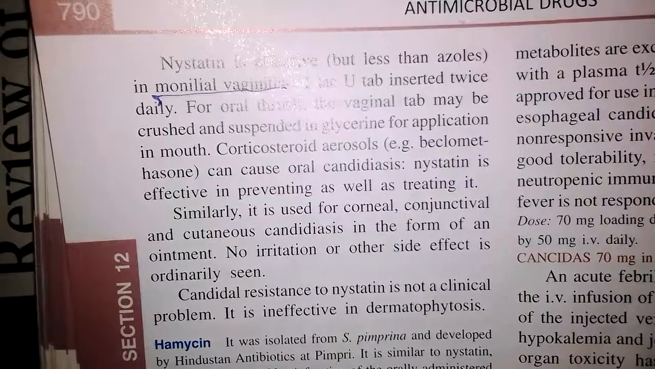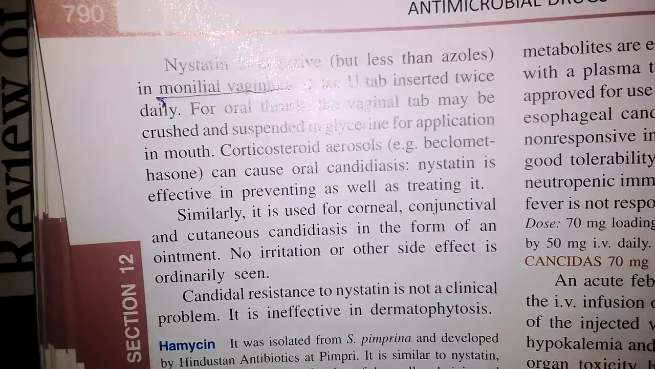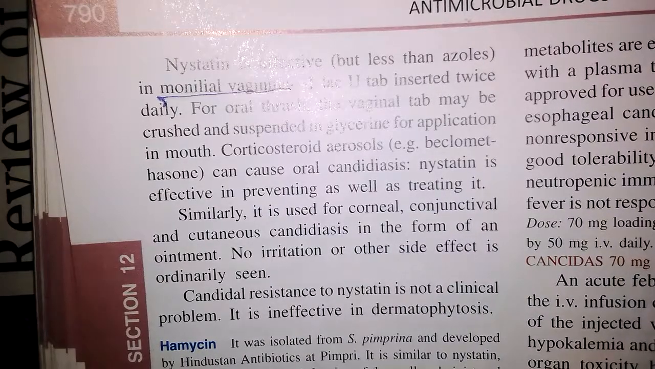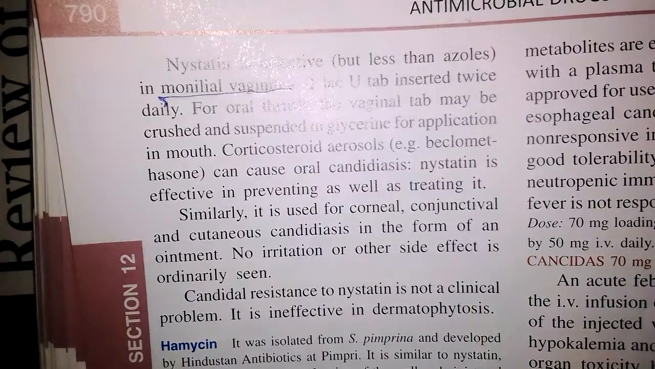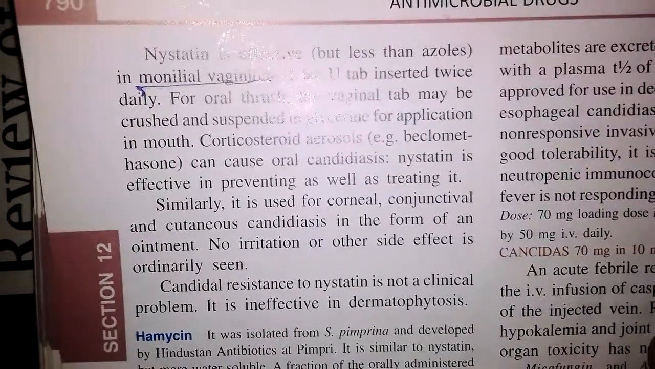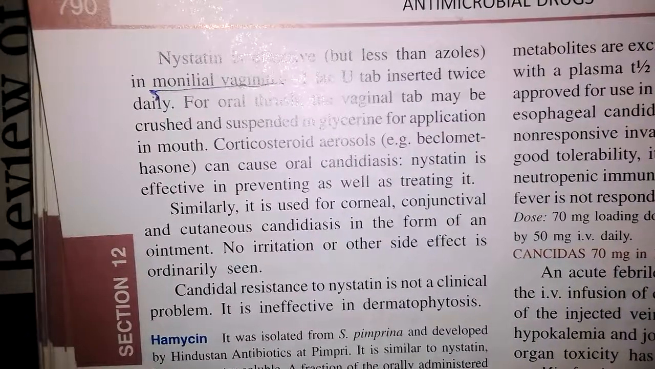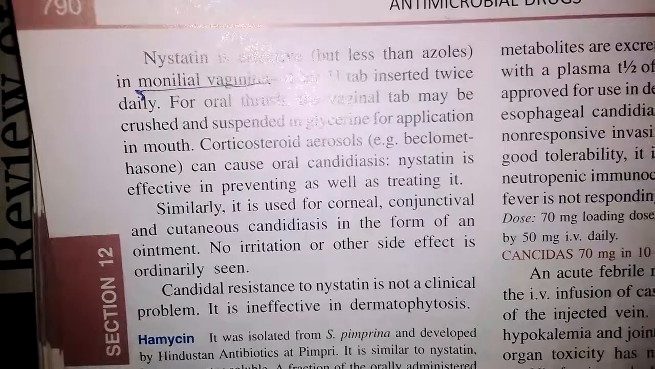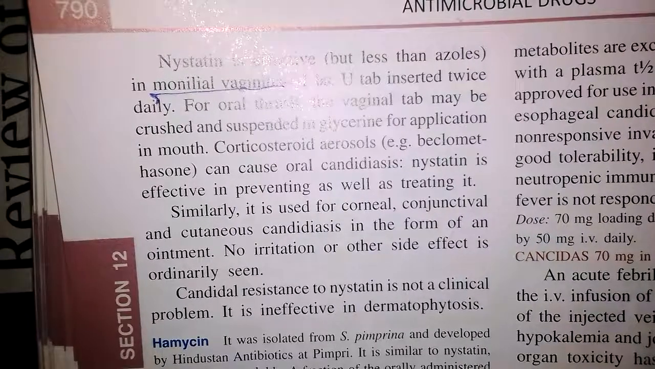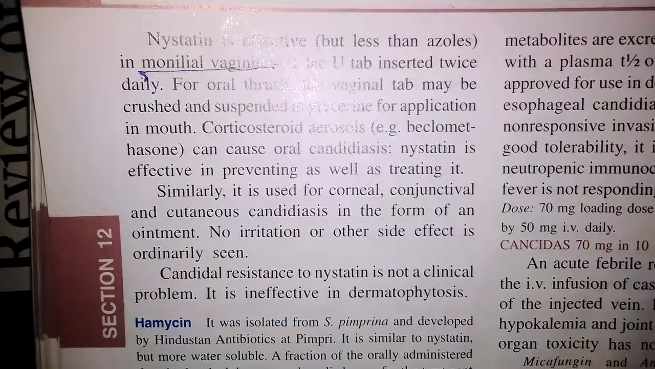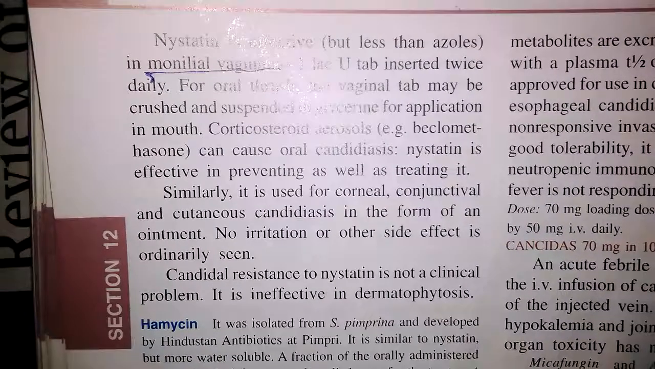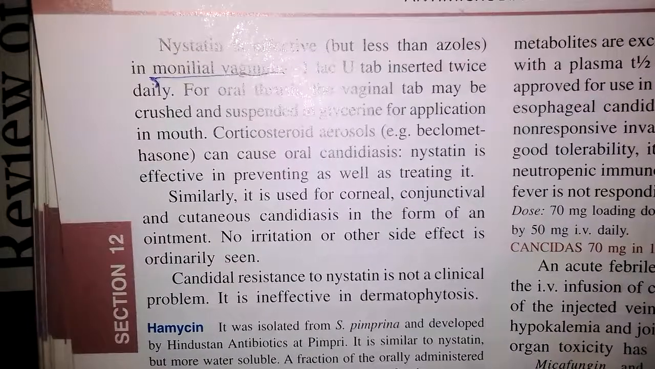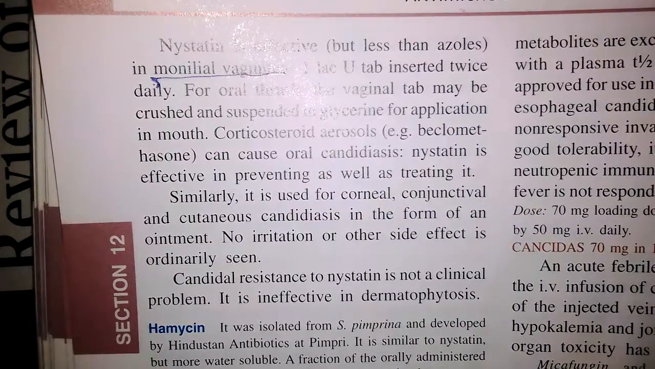For oral candidiasis, vaginal tablets are crushed and made into a suspension in glycerin and applied over the oral mucosa for treatment of oral candidiasis. Similarly, it can be used for corneal, conjunctival, and cutaneous candidiasis as well.